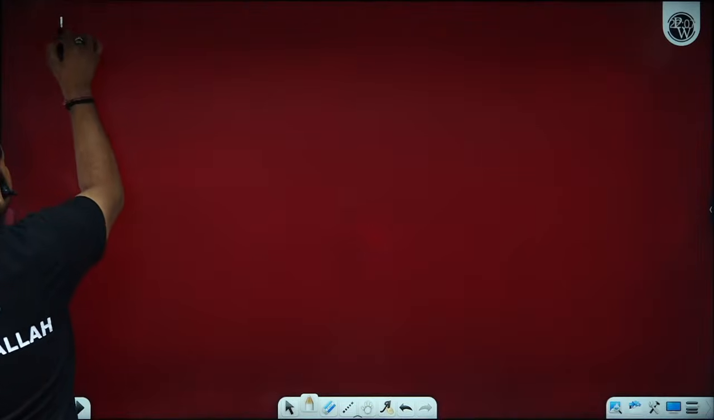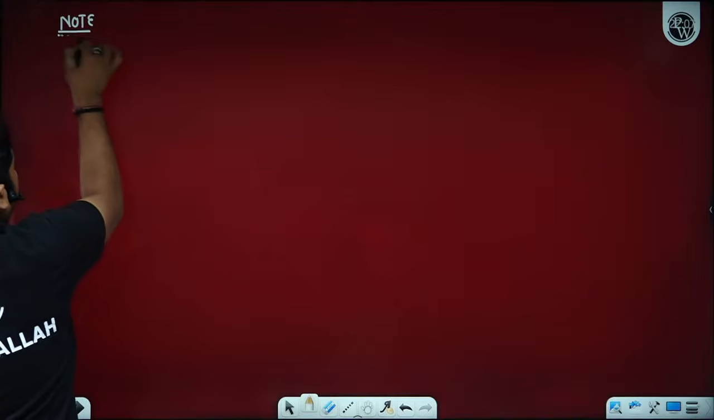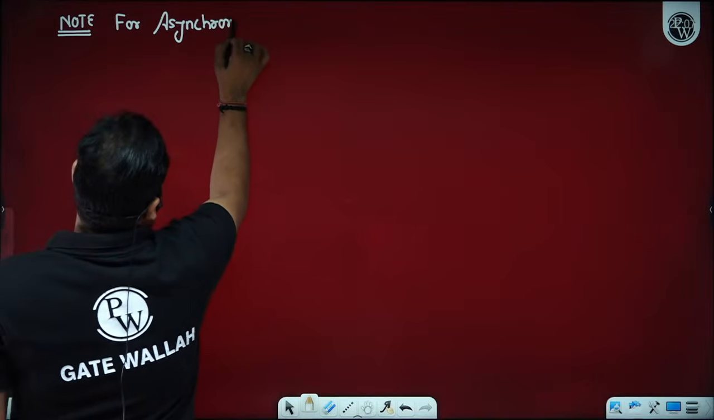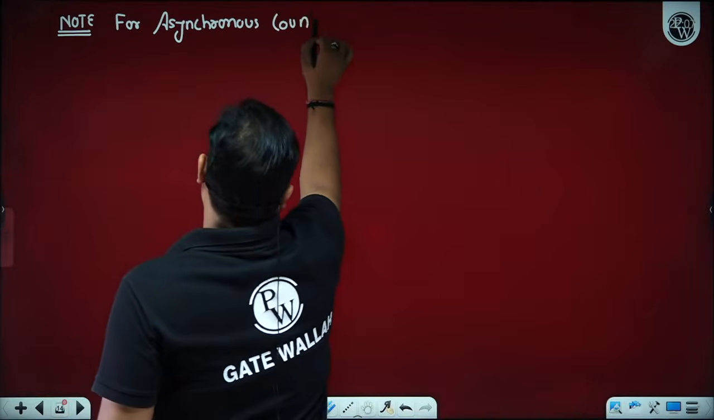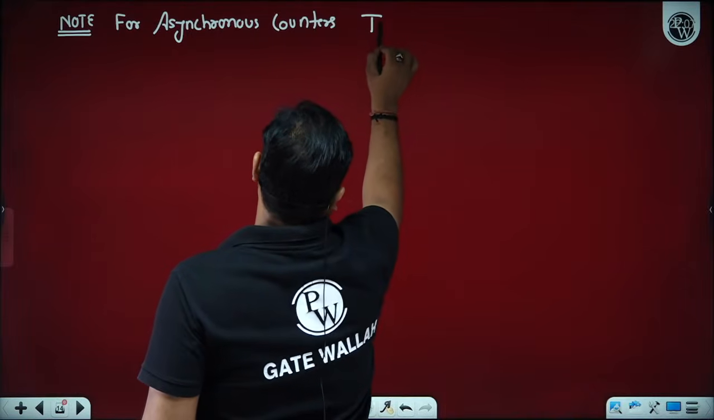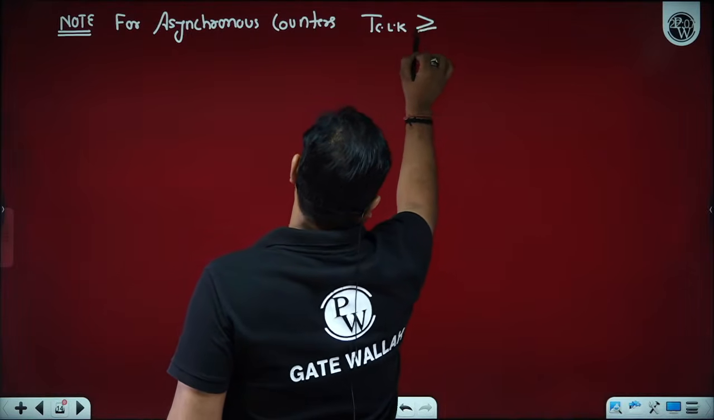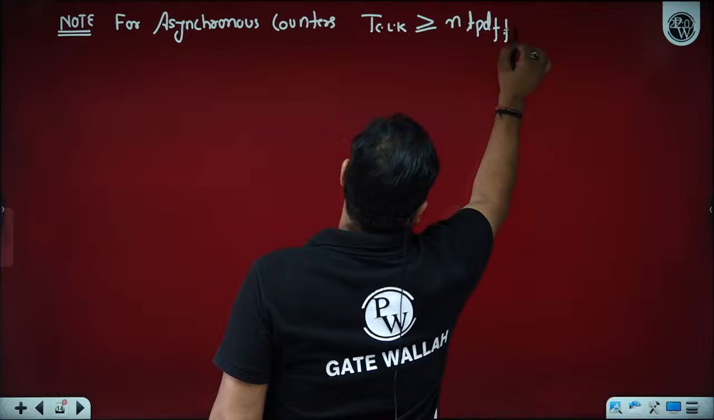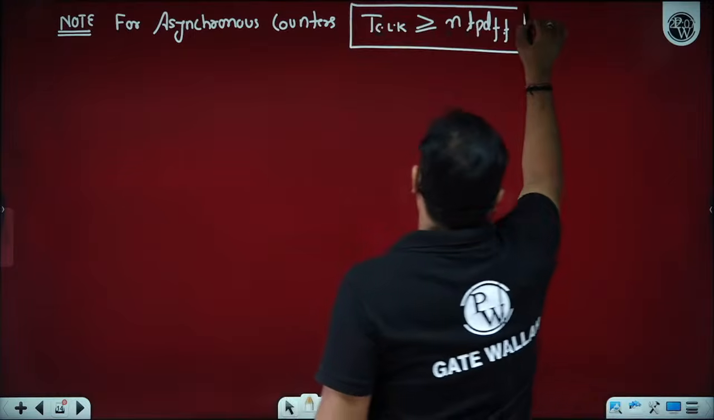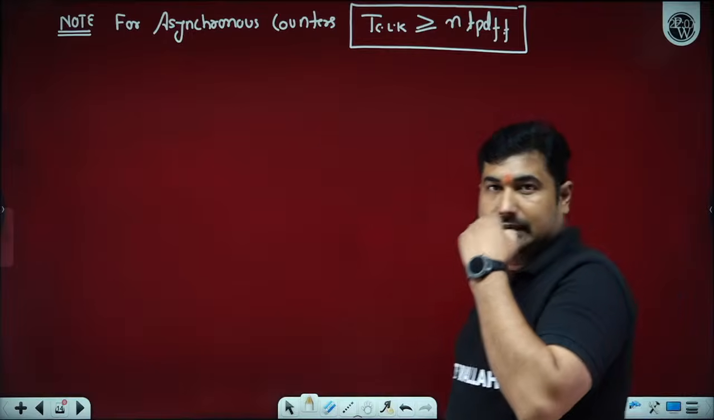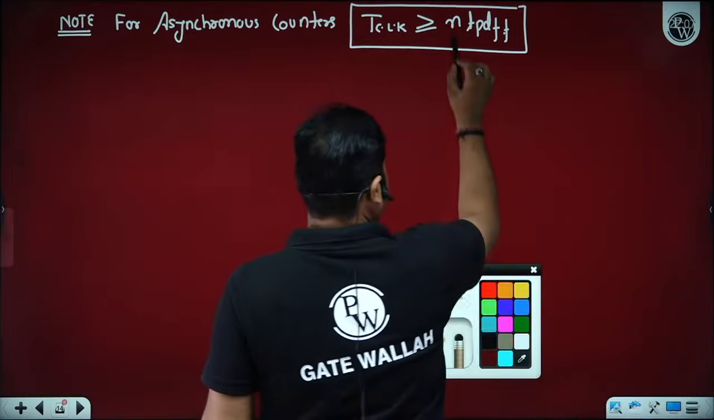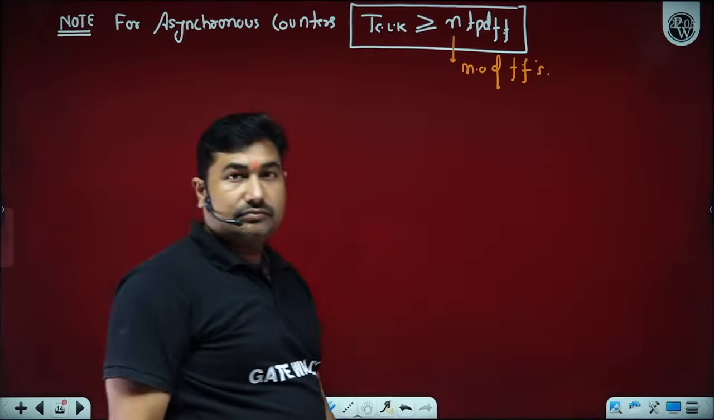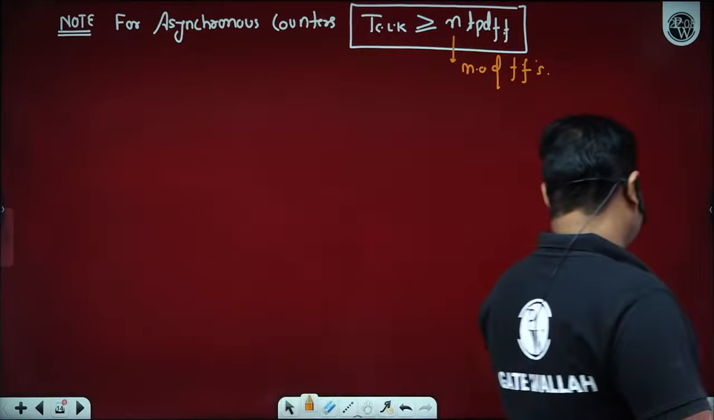So it indicates that for asynchronous counters, TCLK, the time period of the clock, must be greater than or equal to n TPD-FF, where n is the number of flip-flops. Is it okay? Or number of bits, you can say. Number of flip-flops here, number of flip-flops. How many of you able to understand up to this part?